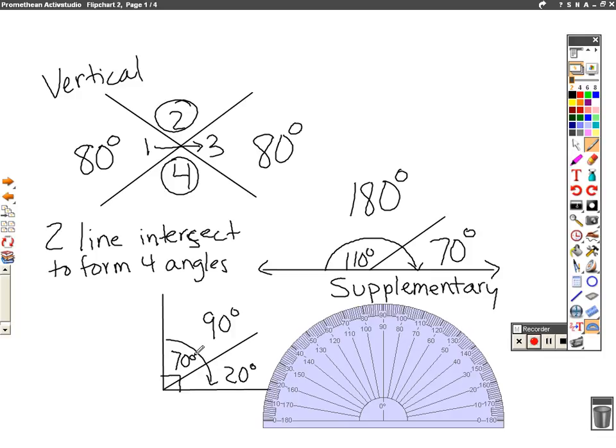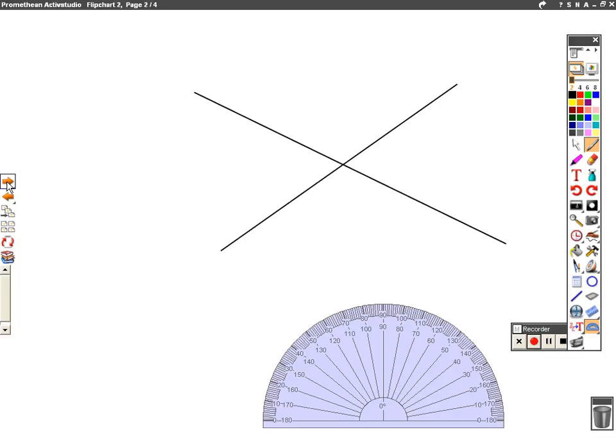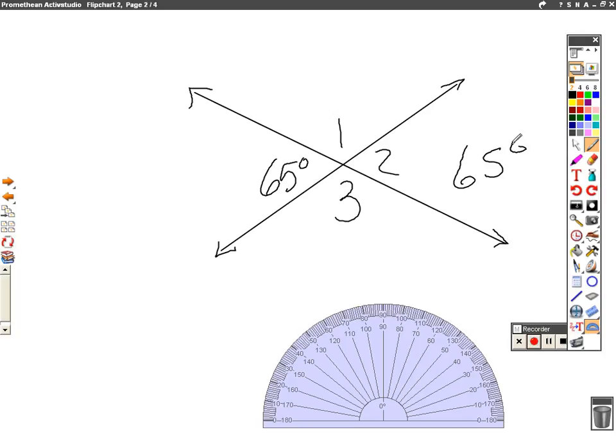Let's try a couple practice ones. Okay, first of all, I need you to name this type of angle. Is it vertical, supplementary, or complementary? I hope you said vertical. All right, I'm going to put in the angle of 65 degrees. Okay, and I'm going to label angle 1, 2, 3. What is the measure of angle 2? I hope you said 65 degrees. Because they are diagonal from each other, meaning they are congruent.